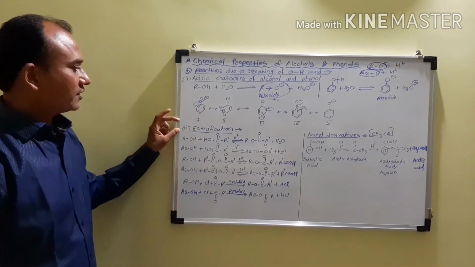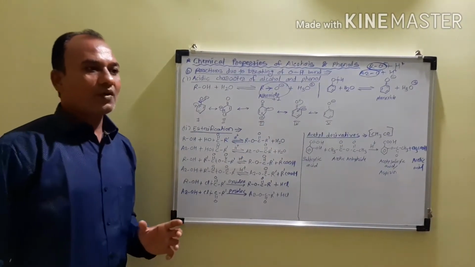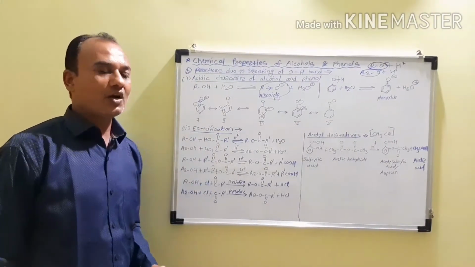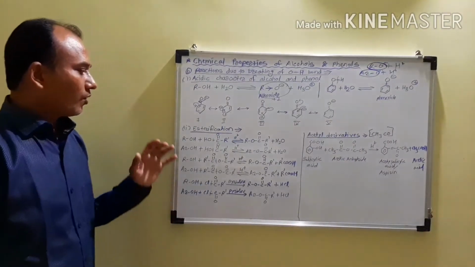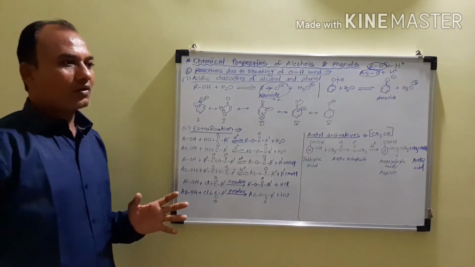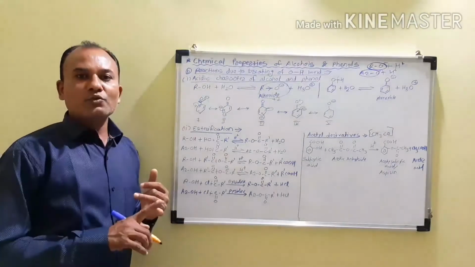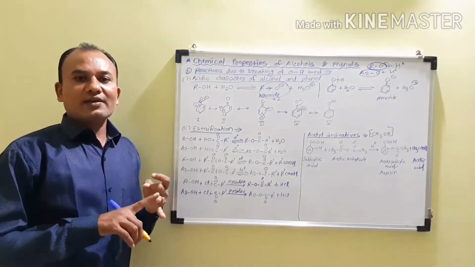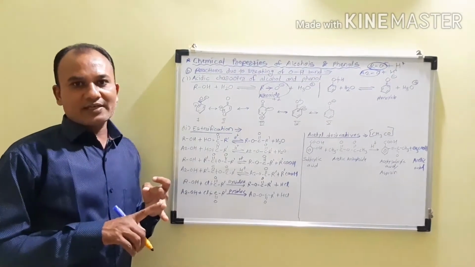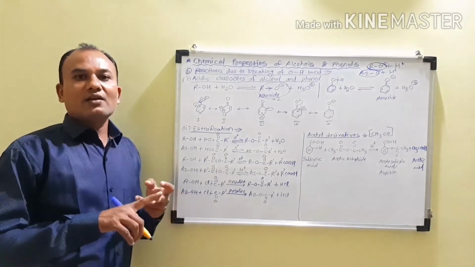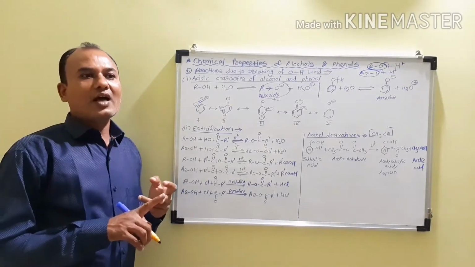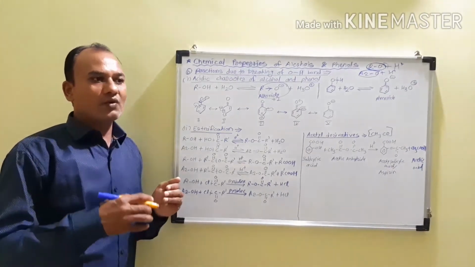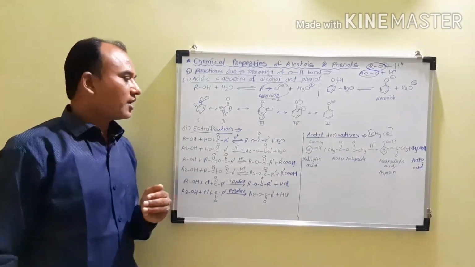Now the second is the esterification. In the esterification, there will be a formation of esters from the alcohols. We can convert the alcohols into the esters by using the carboxylic acid, second by using the acid anhydrides, and third by using the acid chlorides. So these are the three reagents by which we can convert the alcohols into the esters.